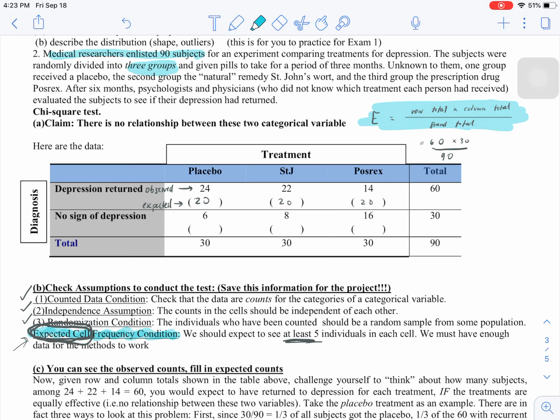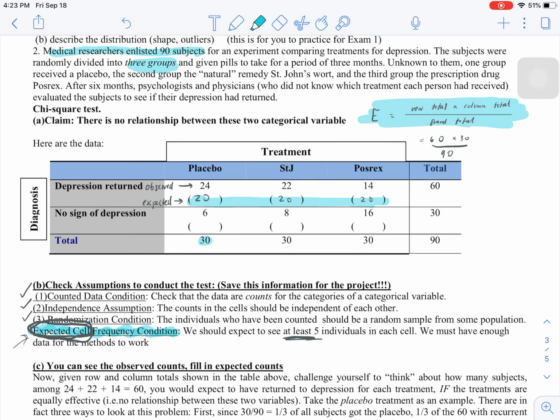It's not always like this. The reason all of these expected cell counts are the same is because we have the same column totals in every column. There's 30 people in each treatment group. That won't always be the case. Oftentimes we'll deal with scenarios where the column totals may be different. And in that case, the expected counts will vary in each row.